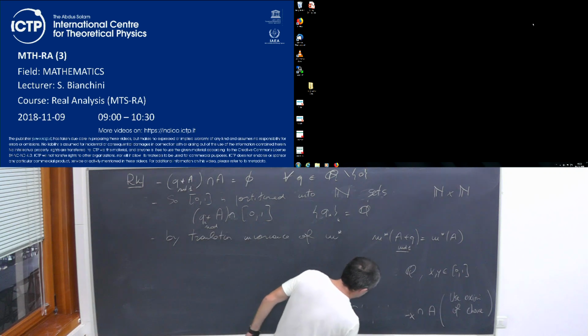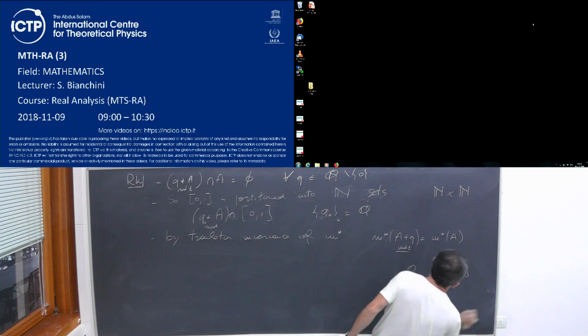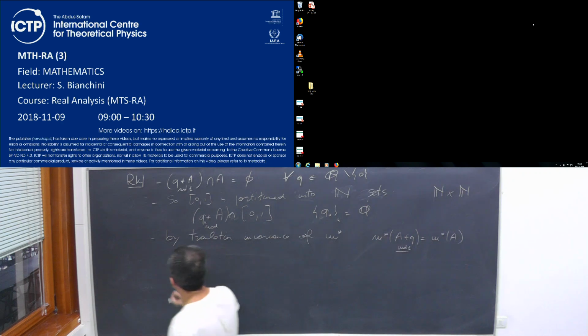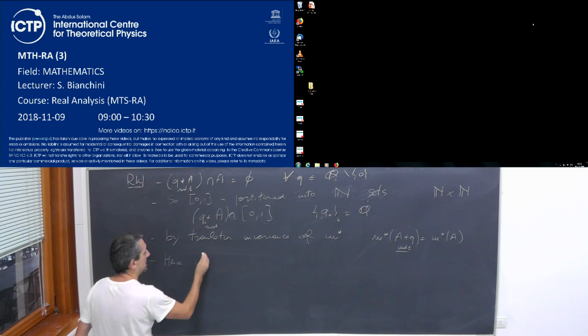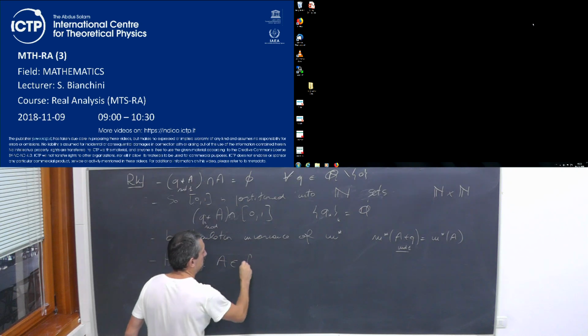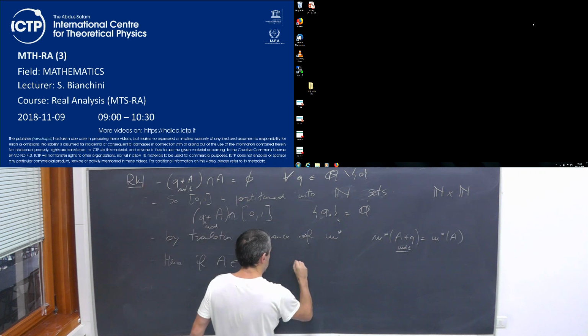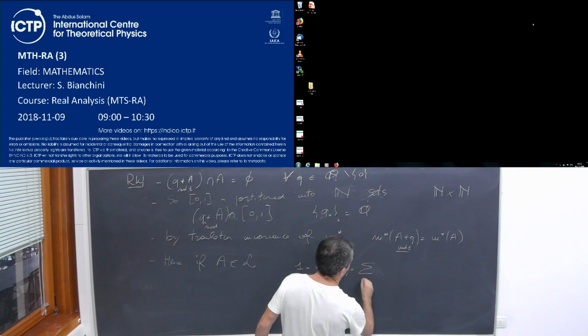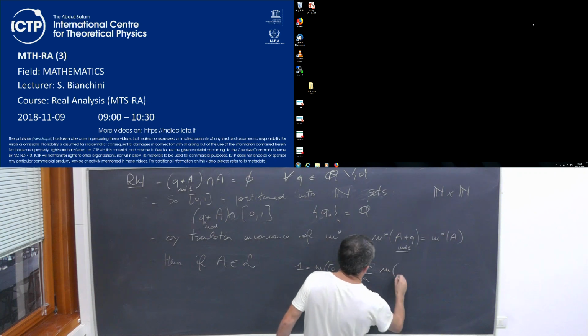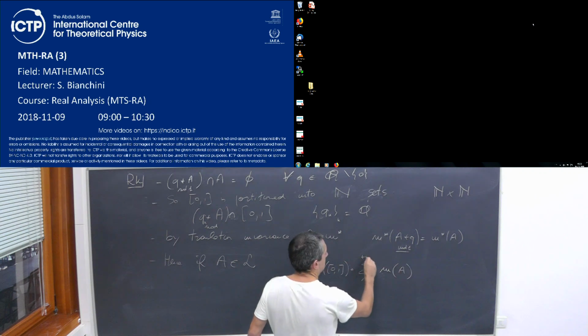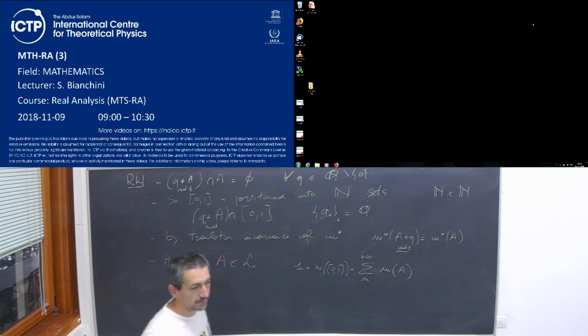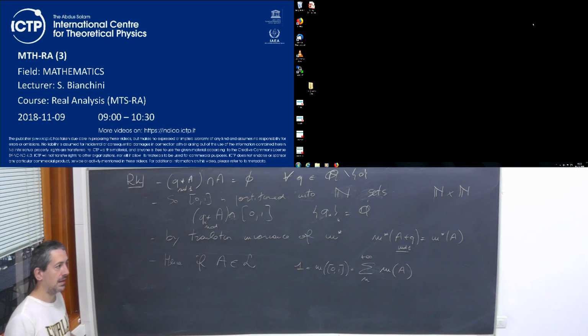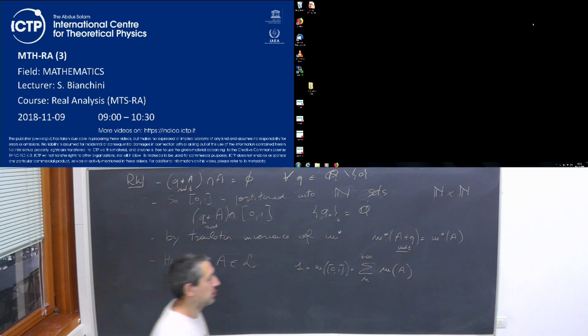Okay, so this is basically the trick, and then all the rest is done by just, so let's conclude. Then, hence, if A is measurable, 1, which is the measure of 0, 1, should be n times, so plus infinity, so let's say it should be the sum over n of the measure of A, which is impossible. So this is a contradiction.